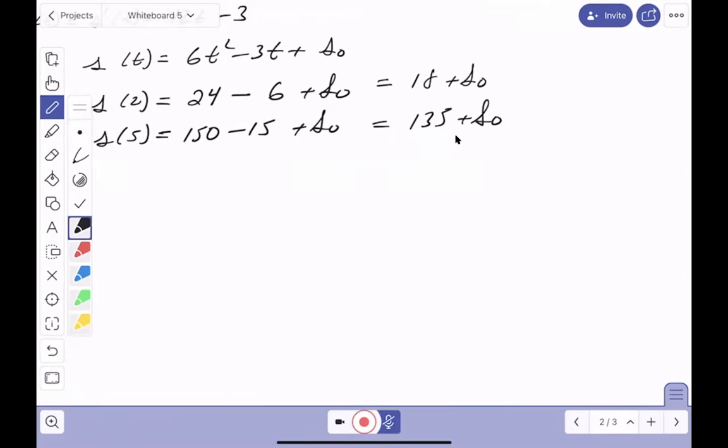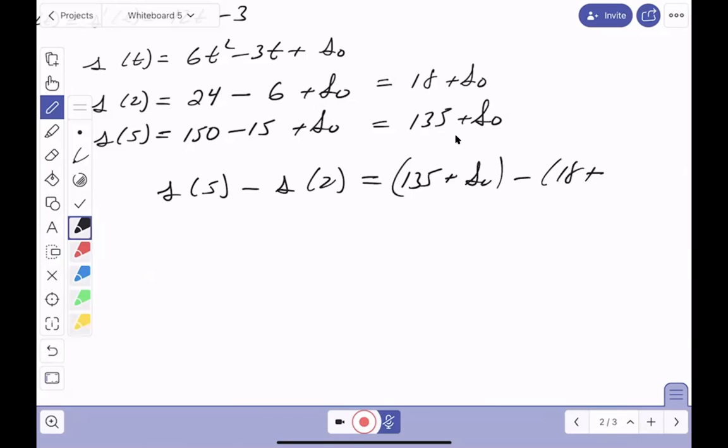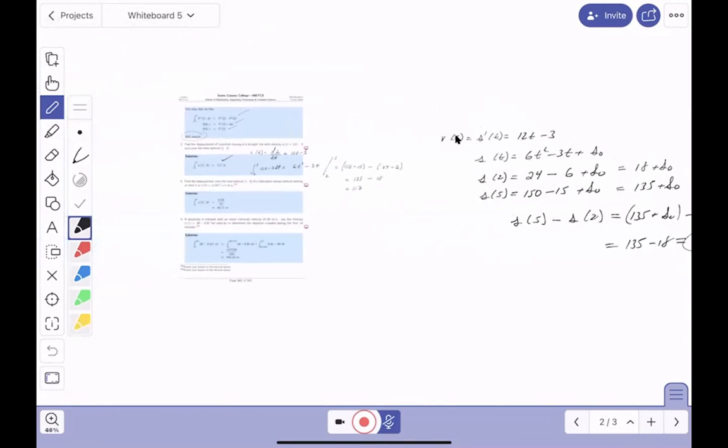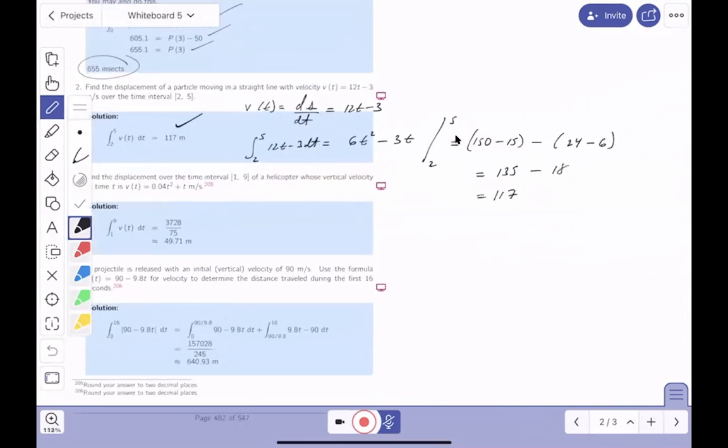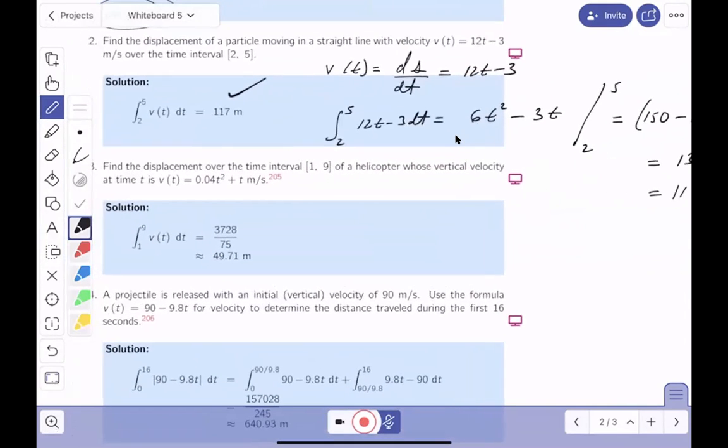Now, the displacement is just going to be S(5) minus S(2), and that's going to be 135 plus S naught minus 18 plus S naught. Well, the S naughts disappear, and I'm left with 135 minus 18, which is 117. Right? We get the same answer. Of course we do. Again, the way you do the problem, the way I do the problem, whether I do it 2 ways or 1 way, the answer is going to be 117 meters.